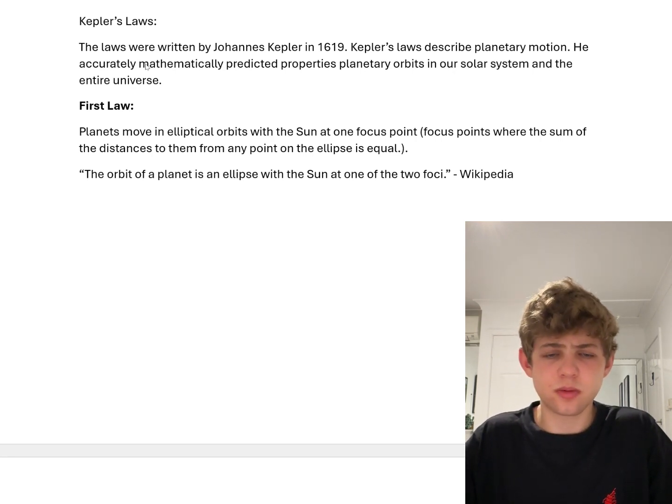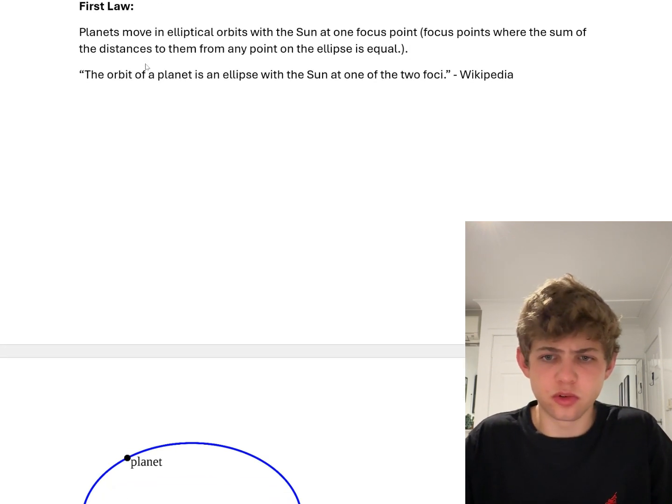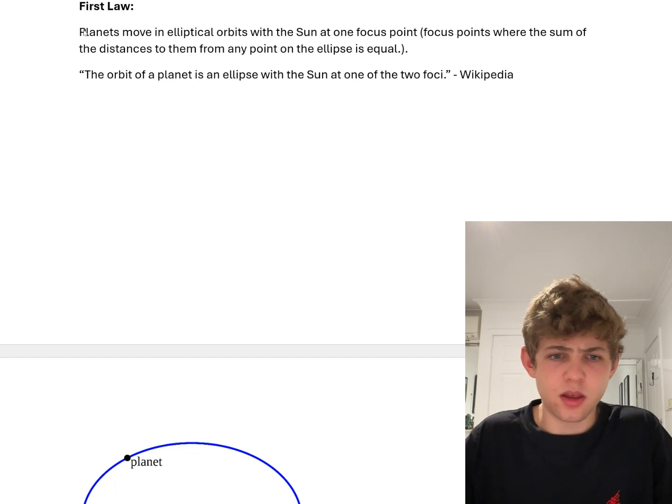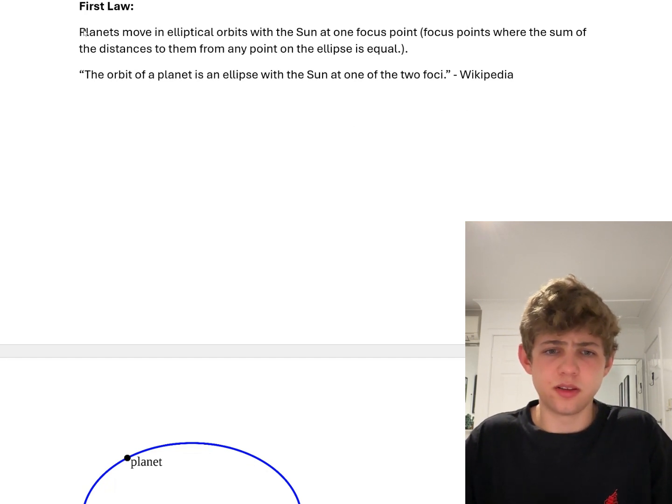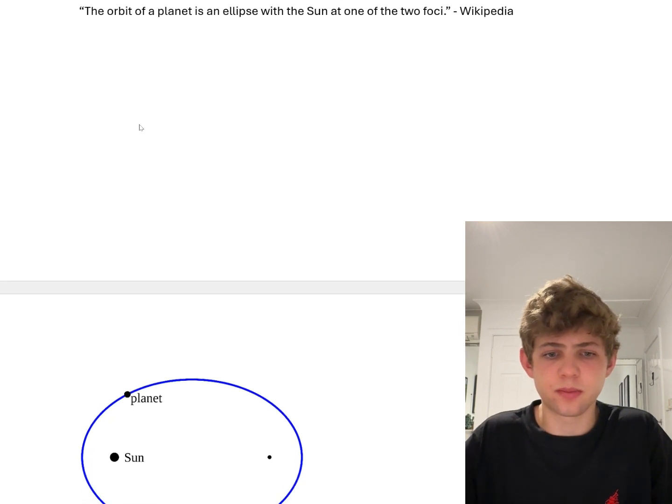For the first law, planets move in elliptical orbits, with the Sun at one of 2 focus points. And more accurately, the orbit of a planet is an ellipse, with the Sun at one of 2 foci. You can see in this diagram.